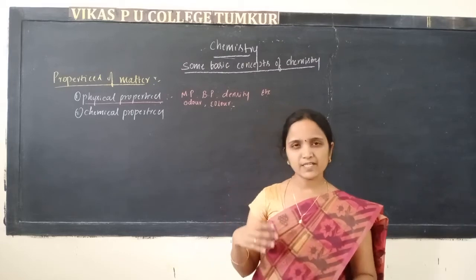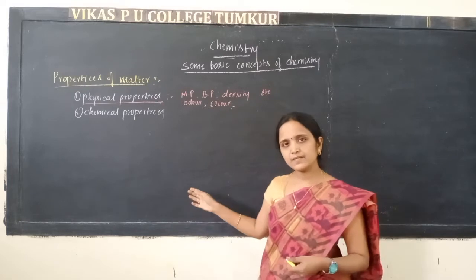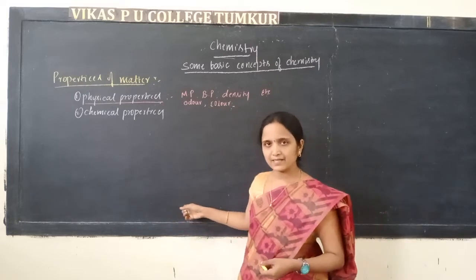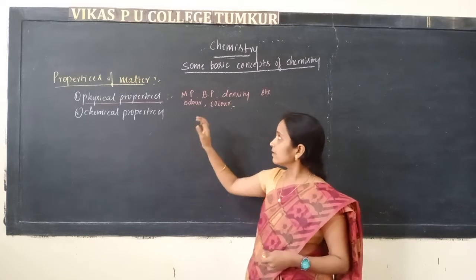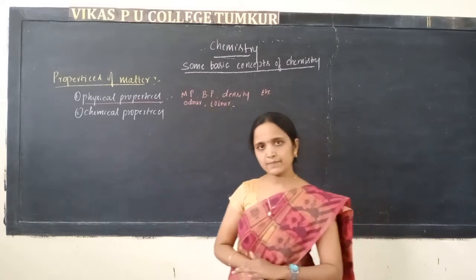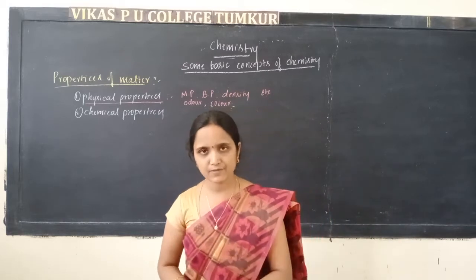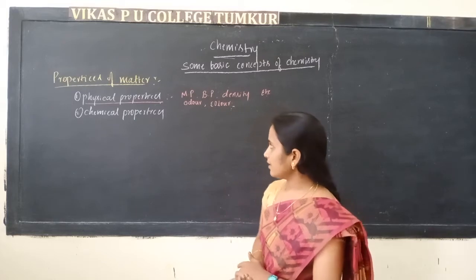If you are taking some object, for example the blackboard, by observing it we say that it is black in color. That is the color, which can be observed without changing the substance, its composition and identity.